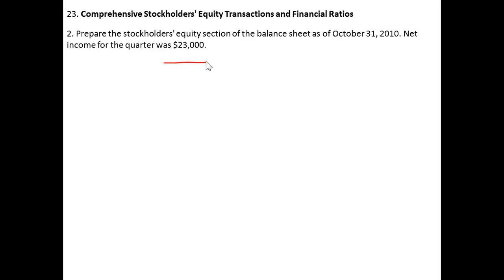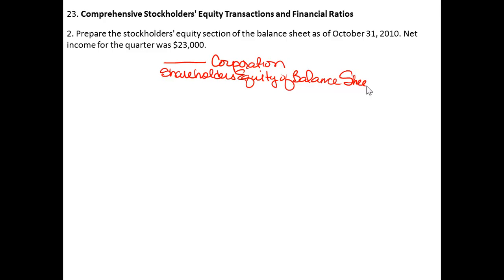So it would start with whatever the name of the corporation is. We would write balance sheet, shareholders' equity, because it always is good to have a title that tells you what you're looking at, and the date, which is October 31st of 2010. We know that there's two sections to shareholders' equity. There's contributed capital.